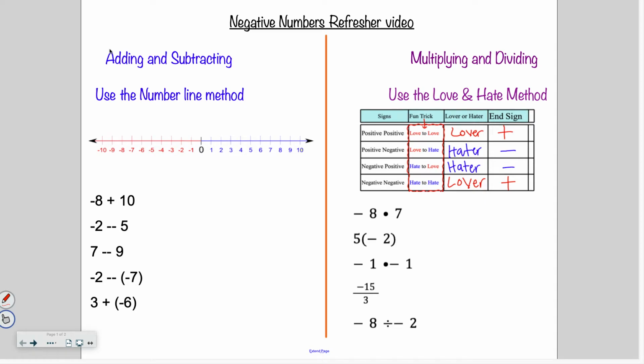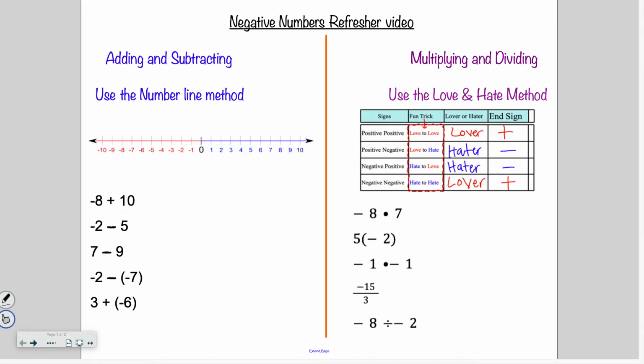I am going to use this video to give you a little refresher on negative numbers. We're going to go through adding, subtracting, and then multiplying and dividing. So there's a big orange line down the center because in your mind you really have to keep these separate. Don't put your procedure for adding and subtracting in place when you're multiplying and dividing. That will result in some wrong answers.